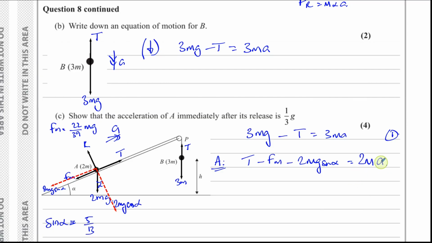So we want to find the acceleration. We can eliminate the tensions in these two equations by adding them together. If I add these two equations together, the T's will be eliminated. So we're going to have 3mg minus F max, which is 22 over 39 mg, and then I'm also going to add minus 2mg times the sine of alpha, which is times 5 over 13, is equal to 3ma plus 2ma, which is 5ma.